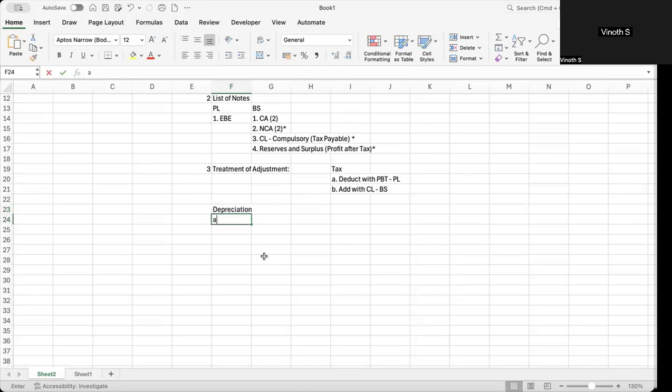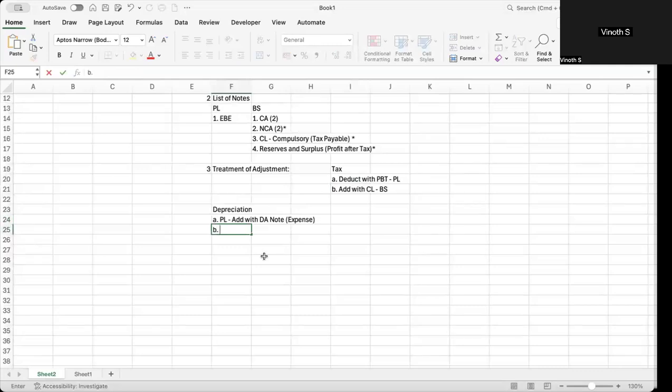If depreciation comes, what is the first treatment? In the P&L statement, we need to add it with the depreciation and amortization note. The note is compulsory to prepare. This will come under the expenses side also, with the same value. So this is the first treatment for depreciation.